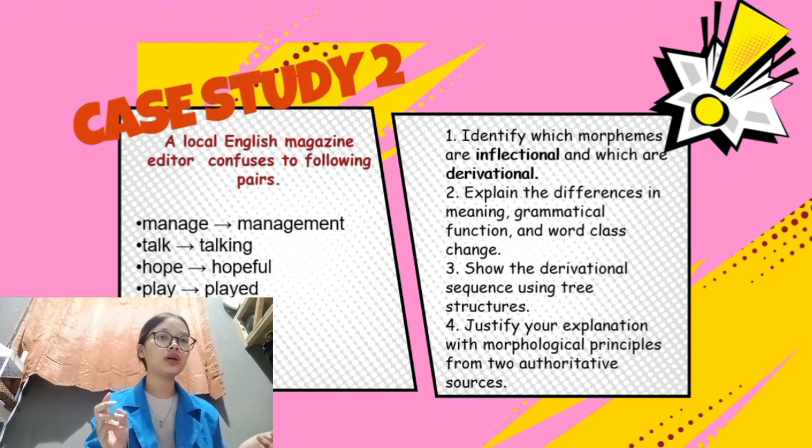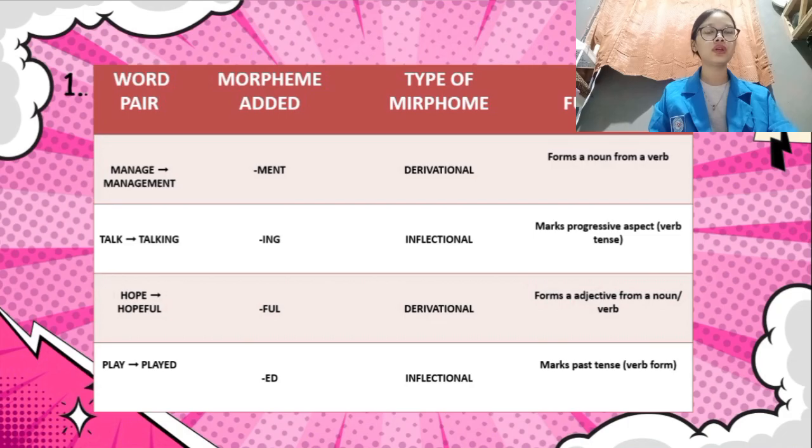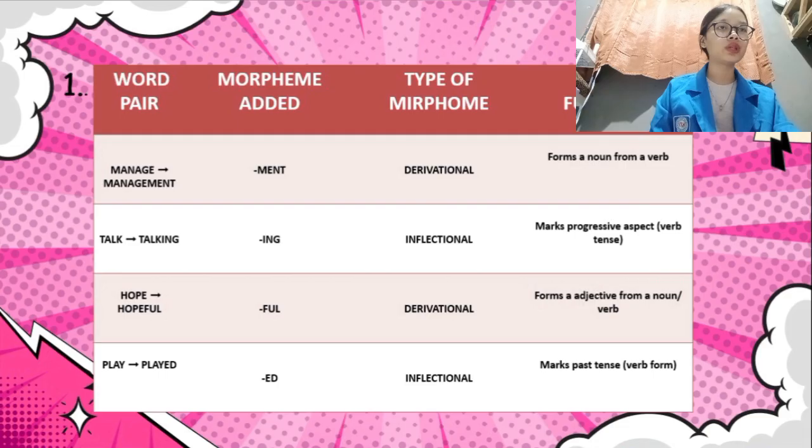from two authoritative sources. So, the number one, we have to identify which morphemes are inflectional and which are derivational.